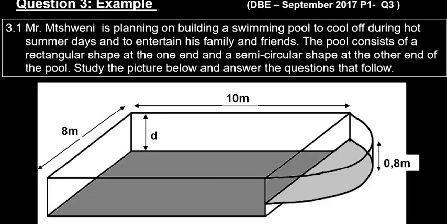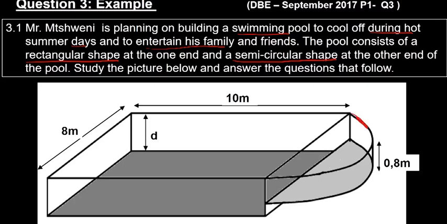Right, so an example of question number 3. There is a swimming pool. We can see it's a very interesting kind of shape, not a regular shape that we are used to. Let's see what they're asking us here. It says Mr. Mtweni is planning on building a swimming pool to cool off during hot summer days and to entertain his friends and family. The pool consists of a rectangular shape, from rectangle, at the one end and a semicircular shape, that is the other side of the swimming pool.